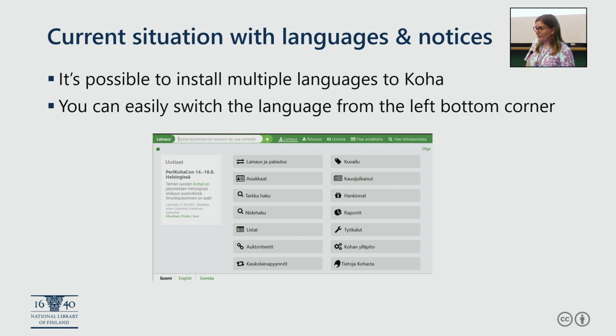The situation now in Koha is that you can install any language you want, or many languages to Koha, and it's easy to switch between them. It's really easy, it's really nice, thank you. At our library, we have 3 languages installed: Finnish, English, and Swedish. Thank you to our Western neighbors for that.